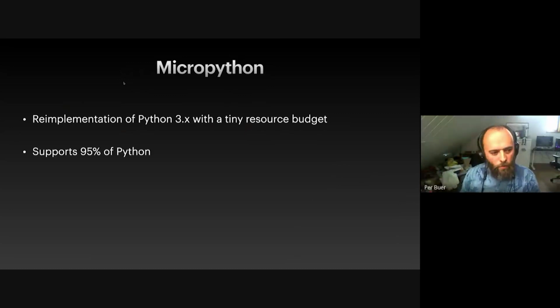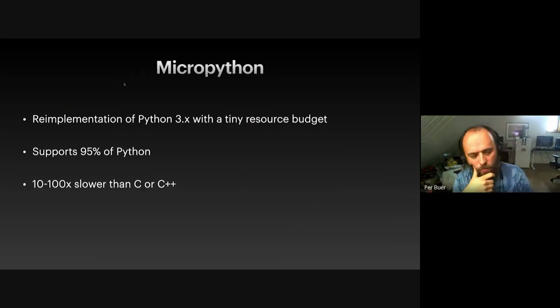It supports 95% of Python. It's approximately between 10 and 100 times slower than C or C++. That sounds like a lot, but that ESP32, which I talked about earlier, has a clock speed of 240 megahertz. It's not super fast, nothing like your computer, but it's fast enough that if code runs 100 times slower, that might often be fast enough. So far I haven't had to scrap anything because it's too slow.